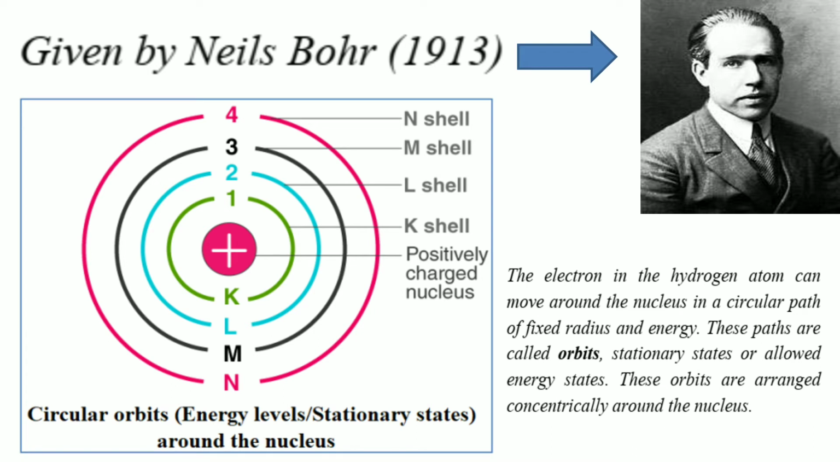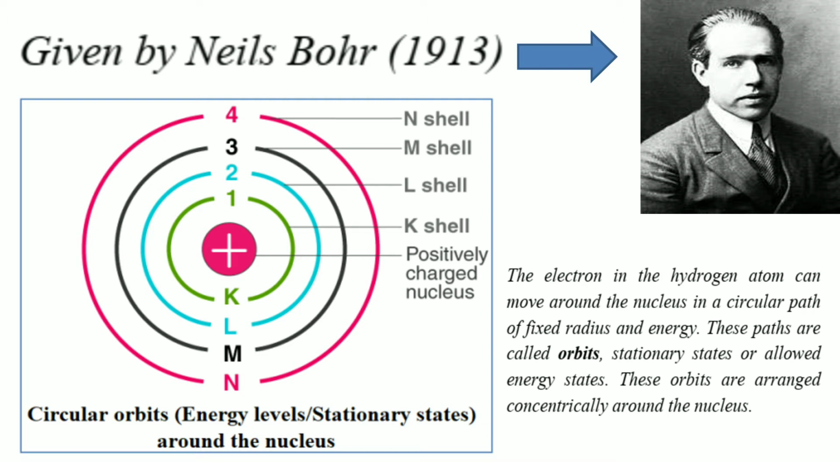As we know, the electron in the hydrogen atom can move around the nucleus in a circular path of fixed radius and energy. These paths are called orbits, stationary states or allowed energy states. These orbits are arranged concentrically around the nucleus.